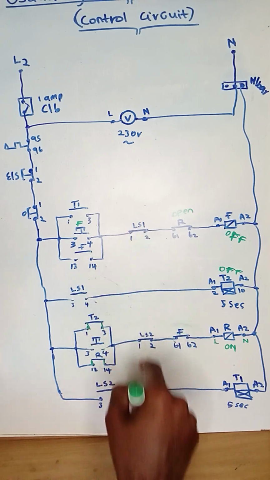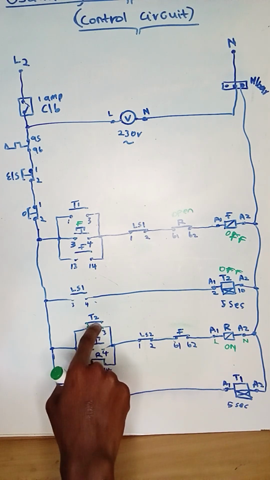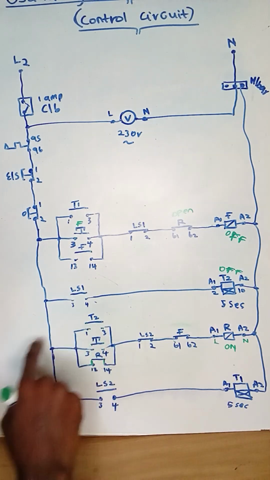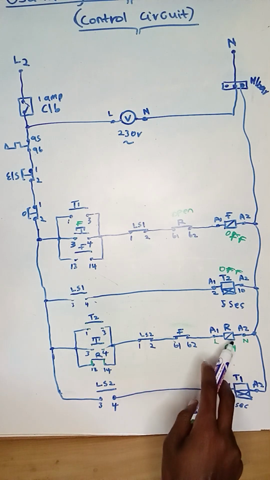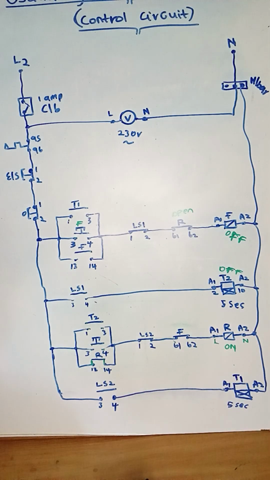It's still limit switch 1. And when T2 is off, the contact of timer 2 will be open, but reverse will still be on because its retainer is closed right now. So that's how it is. So this is how an oscillating panel for the reverse works.